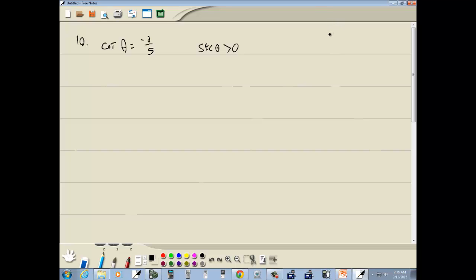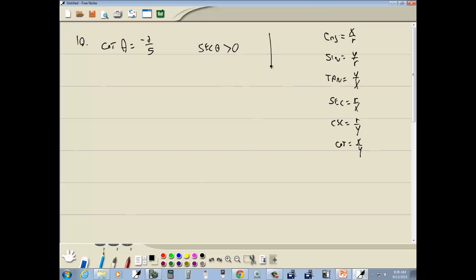Well, remember, we have cosine is equal to x over r, sine is equal to y over r, tangent is equal to y over x, secant is equal to r over x, cosecant is equal to r over y, and cotangent is equal to x over y.